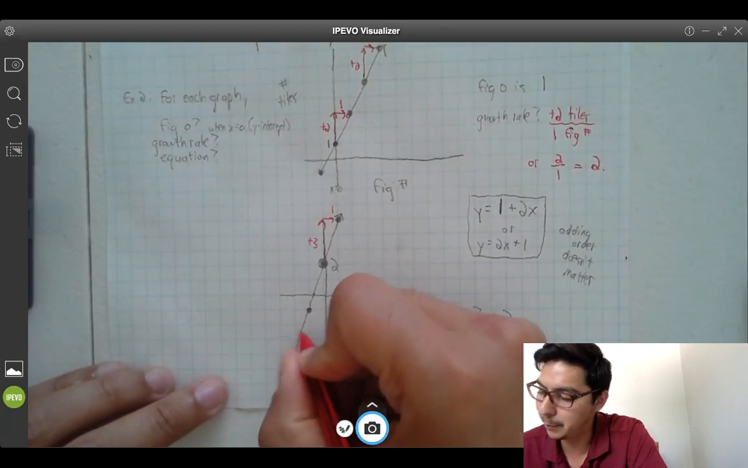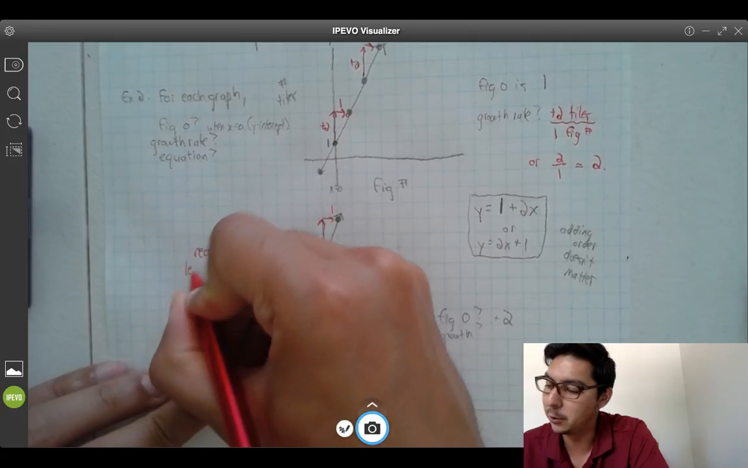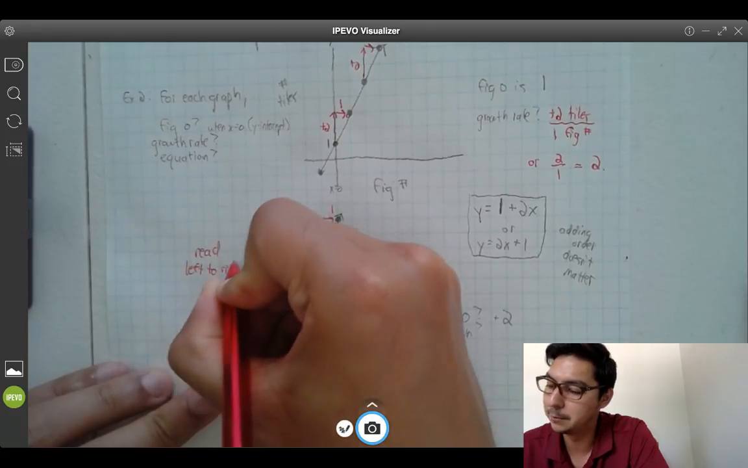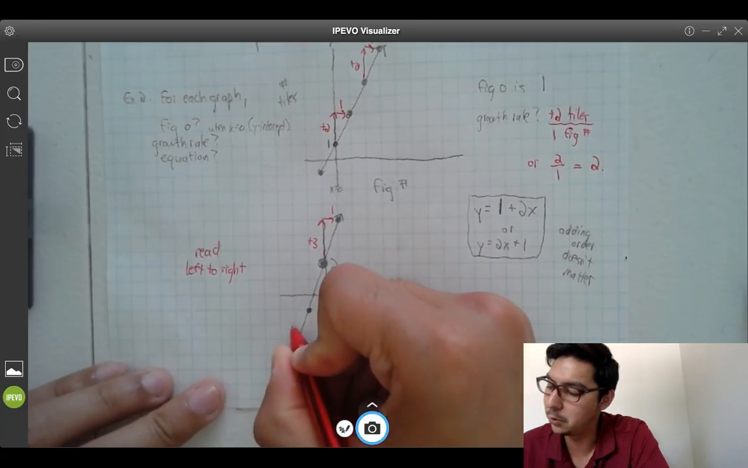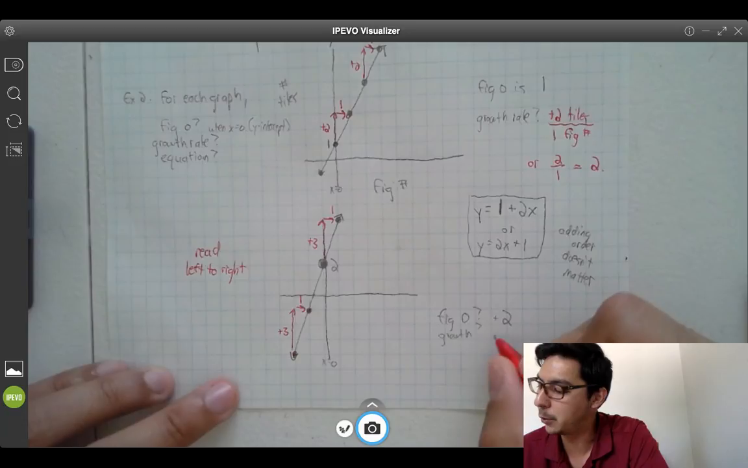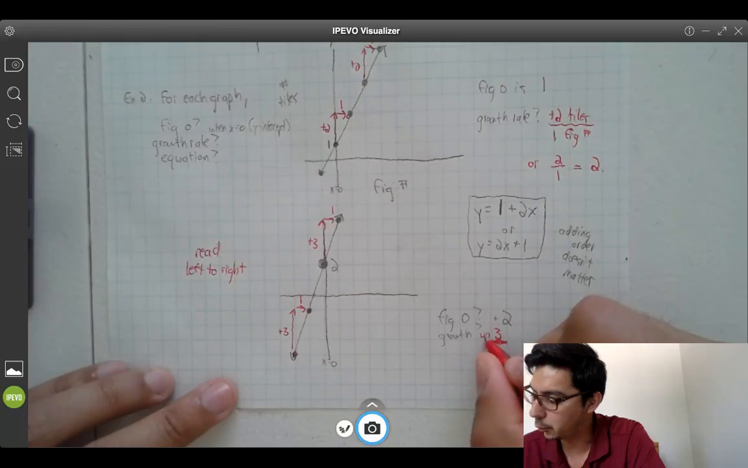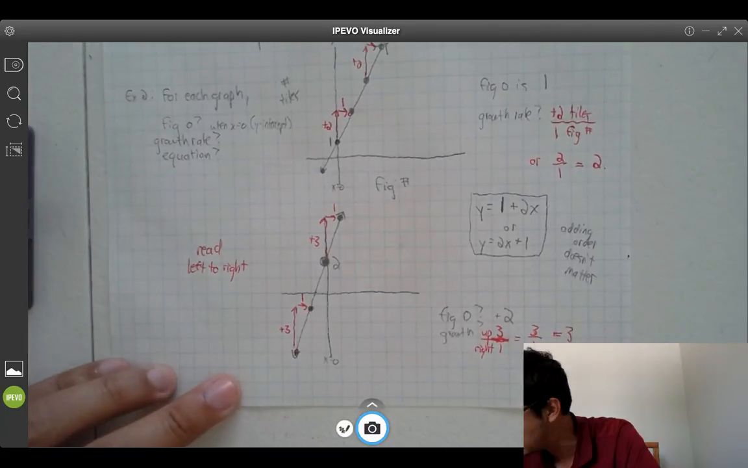It doesn't matter how you look, but you always read left to right. So make sure you know that. You always read left to right. If we pick these 2 points, notice that's the same thing. Up 1, 2, 3, right 1. So the growth rate here is 3 over 1. It's going up 3, right 1, which is the same thing as 3 over 1, which is correct, but 3 divided by 1 is 3, so you could just write 3 there.